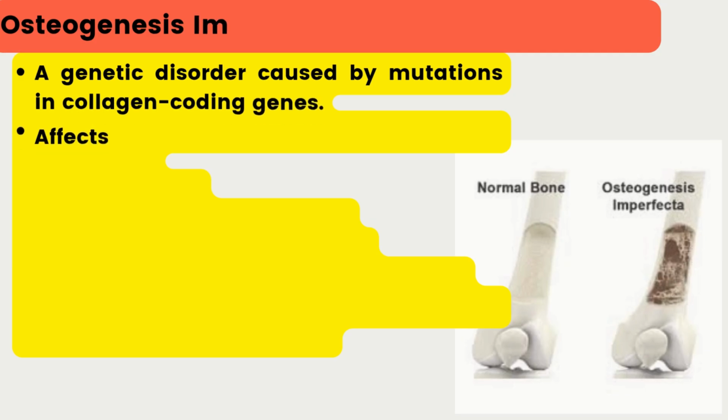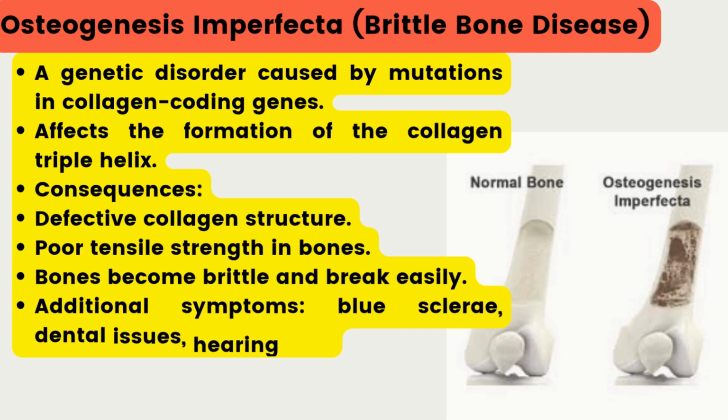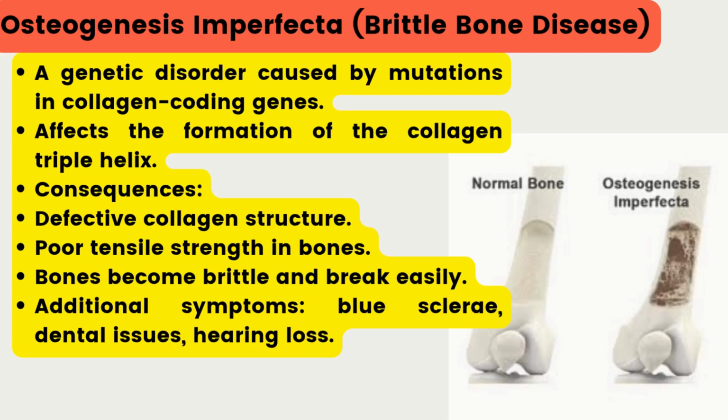Osteogenesis imperfecta. This is a genetic disorder also known as brittle bone disease. It's caused by mutations in genes that code for collagen. As a result, the triple helix does not form properly, leading to weak and defective collagen structure, reduced tensile strength in bones, and bones that are brittle and break easily.